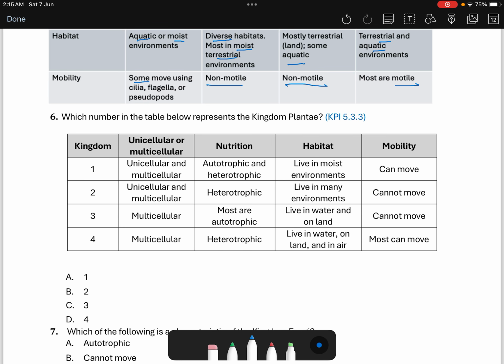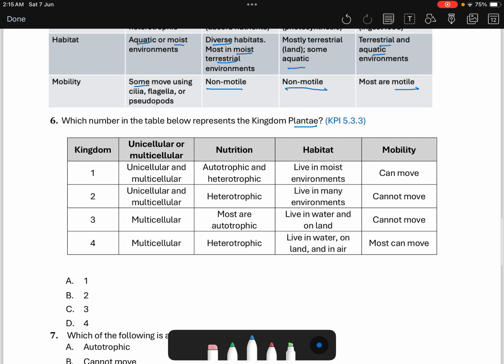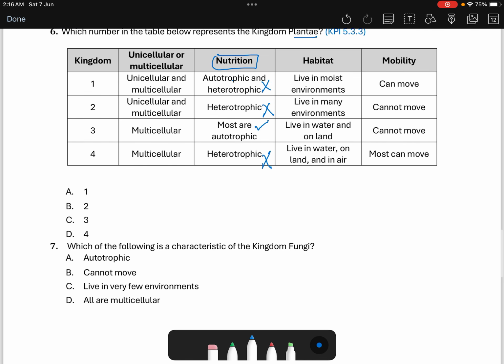Which number in the table represents the kingdom Plantae? We should know that the Plantae are autotrophic. We know that, so we go to the nutrition. We find autotrophic. Autotrophic and heterotrophic, no. Heterotrophic, no. Most are autotrophic, yes. Heterotrophic, no. So look, it is so easy for us now to identify them. I'm not going to read all of that, so I will choose the best one that I know, and the best one is nutrition. They are autotrophic. So based on that you can see it.